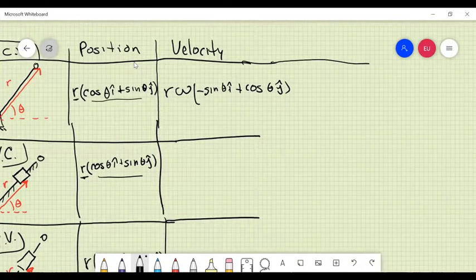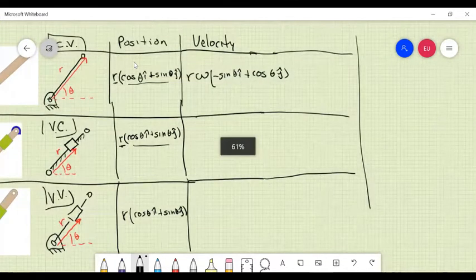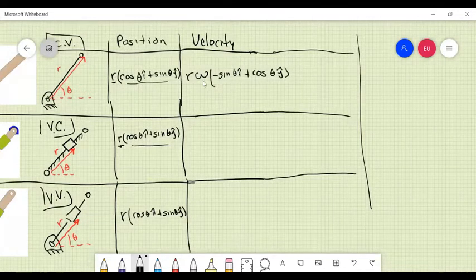I'll give some space because I think for the last one I'll need more. Okay, that's right. And all of us should remember where this omega comes from. If you don't, check the video for the velocity topic and you'll remember where the omega comes from. But just as a reminder, omega is the change of angle with respect to time.